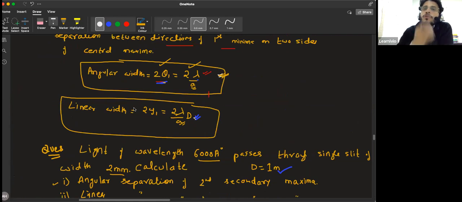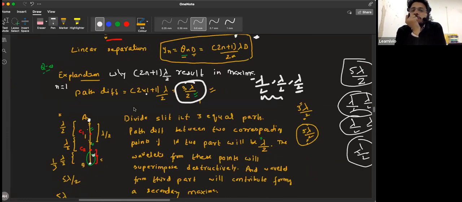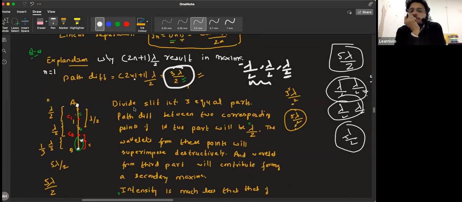If you have two waves which have a path difference of lambda by 2, how will they superimpose, constructively or destructively? Destructively. Now you have two waves with a path difference of 3 lambda by 2, divided into 3 parts: lambda by 2, lambda by 2, lambda by 2. For the first 2 parts, the path difference is lambda by 2, so they superimpose destructively and cancel each other. So only 1/3 of the part will be left.